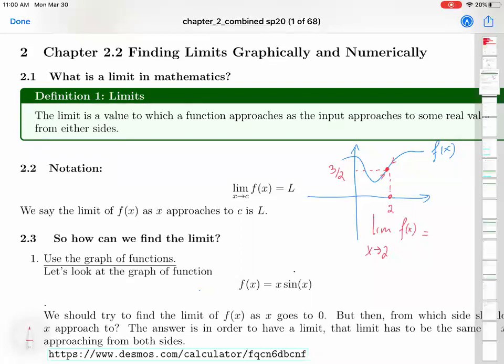the function f of x. And if you want to find the limit of this function f of x when x goes to 2, you have to look at the value to which the function approaches from both sides. In this case, that value is 3/2. You see that the function from the left approaches 3/2, and the function from the right approaches 3/2. So the limit of the function f of x when x goes to 2 is 3/2.